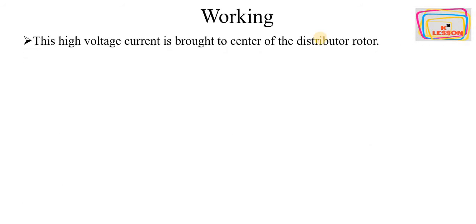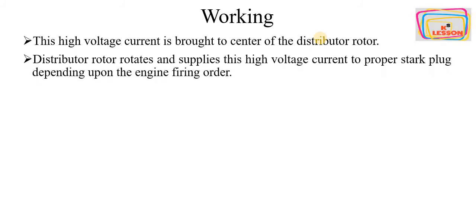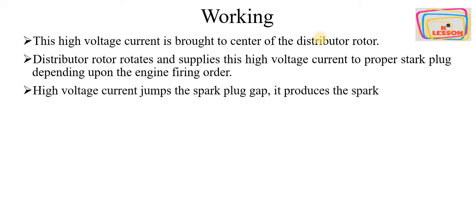This high voltage current is brought to the center of distributor rotor, and rotor rotates and supplies this high voltage current to proper spark plug depending upon the engine firing order. High voltage current jumps the spark plug gap and it produces the spark.